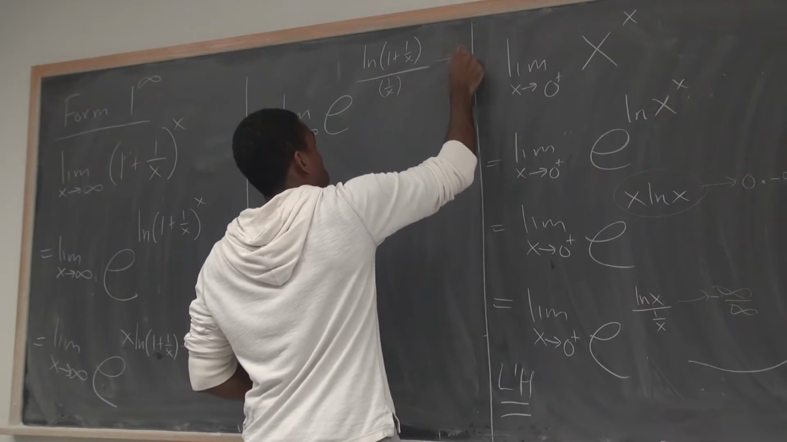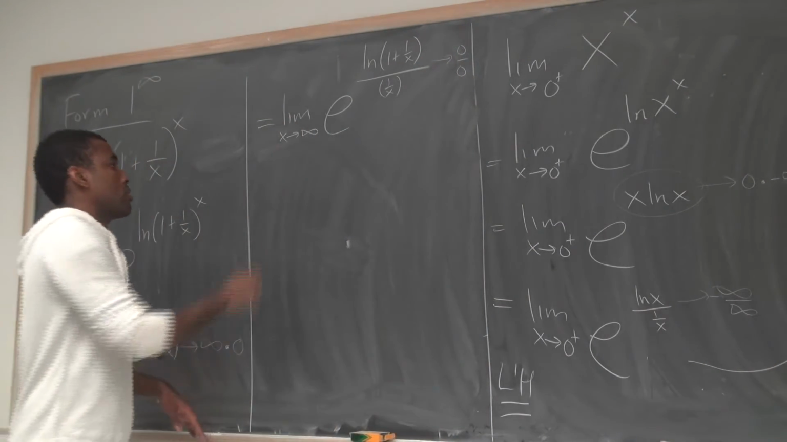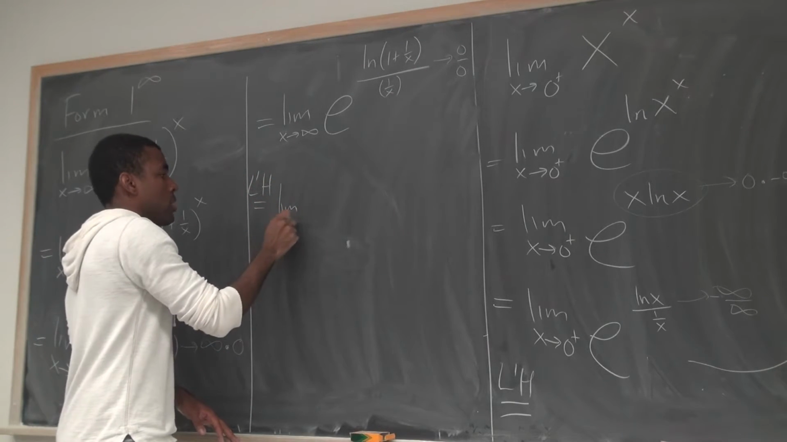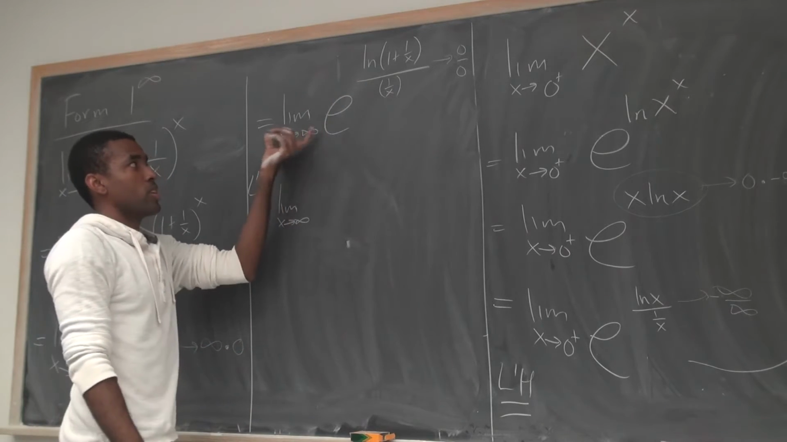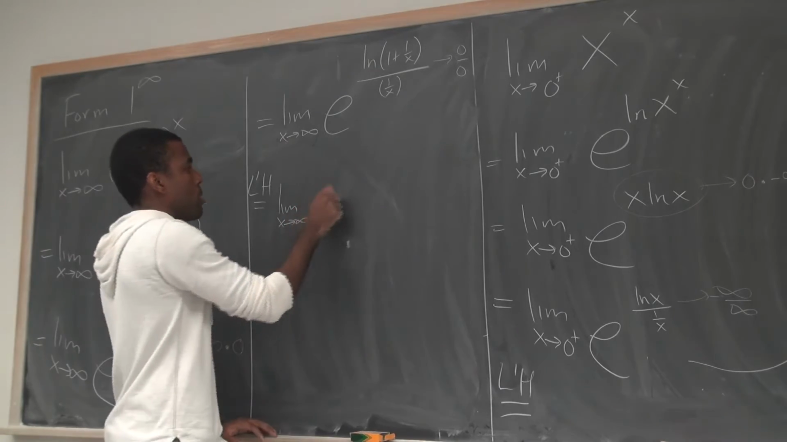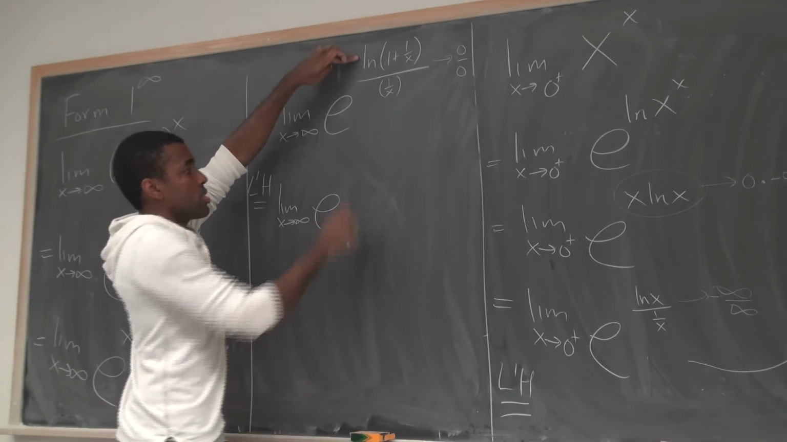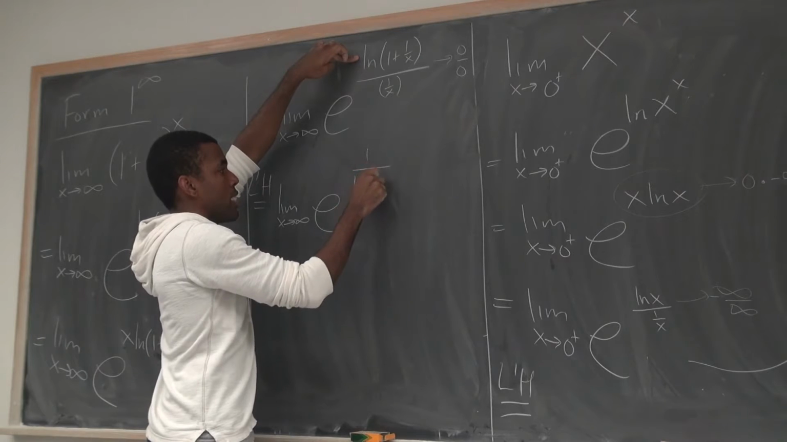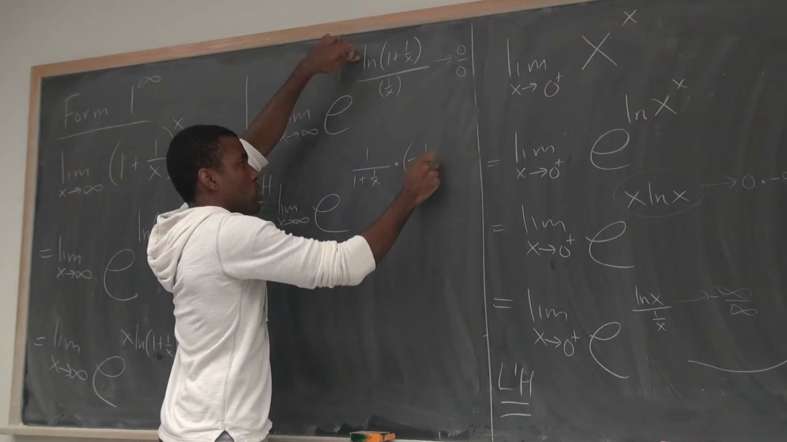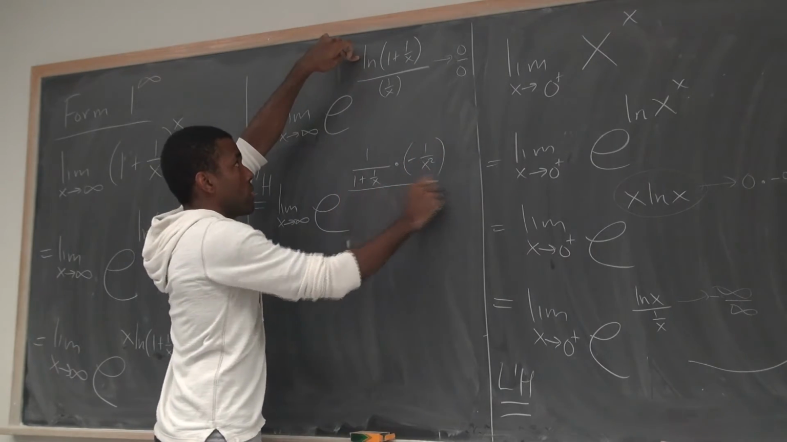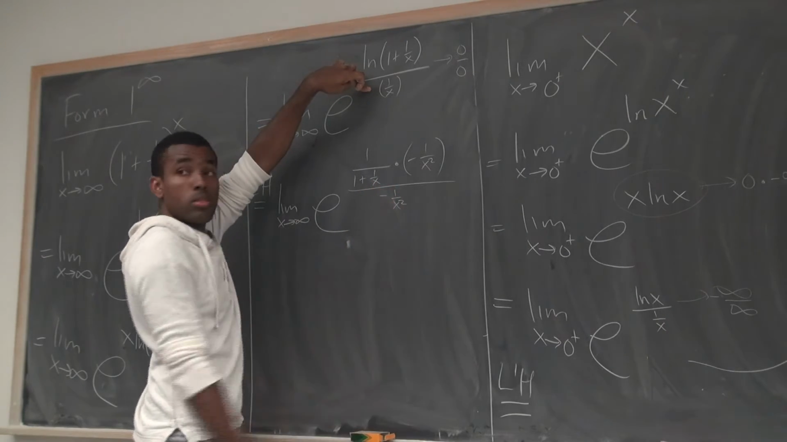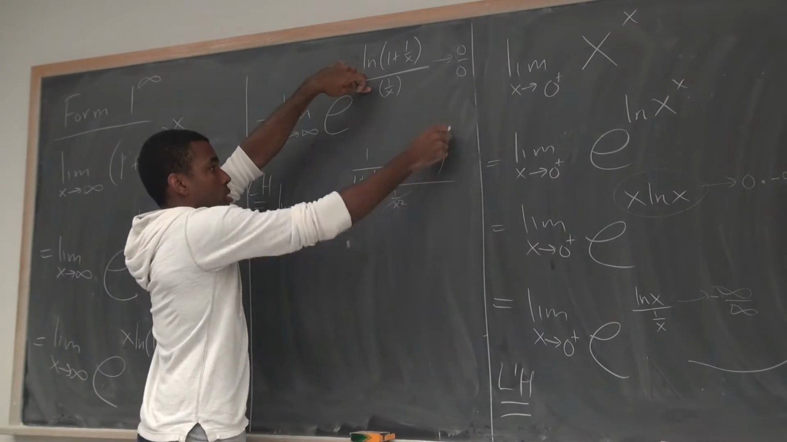This guy now goes to 0 over 0. So I can apply L'Hopital's rule in the power. Again, we can do this because the exponential is a continuous function. I can just take the limit and pass it through the function. So L'Hopital's in the power gives me, derivative of this is 1 over 1 plus 1 over x times the derivative of 1 plus 1 over x, which is minus 1 over x squared, divided by derivative of 1 over x, which is minus 1 over x squared. This cancels that.